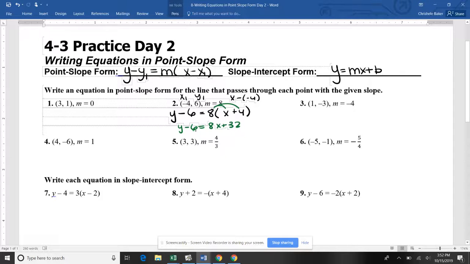And then I'm going to get my y by itself. So I'm going to do that by adding 6 to both sides, combining my like terms. And my slope intercept form is y equals 8x plus 38.